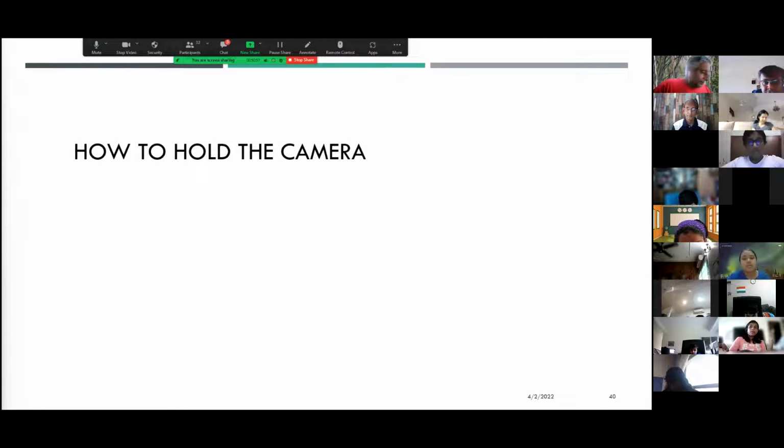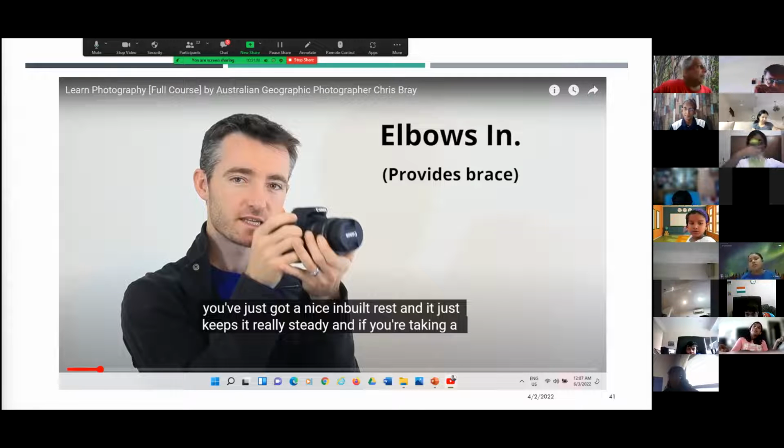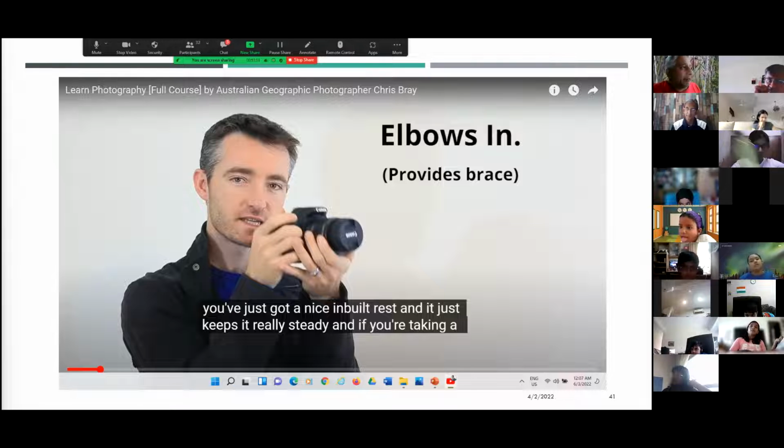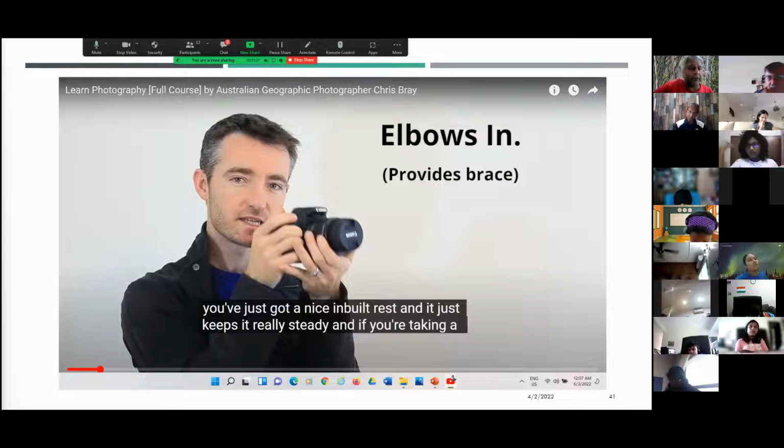I've now finished that. Now let me teach you a little bit about how to hold the camera. I think this is very important because this is where most of us make mistakes. When you take a photograph, tuck your elbows in, providing a brace so that it is very stable, trying to minimize the amount of shake your mobile phone or your compact camera is going to take.